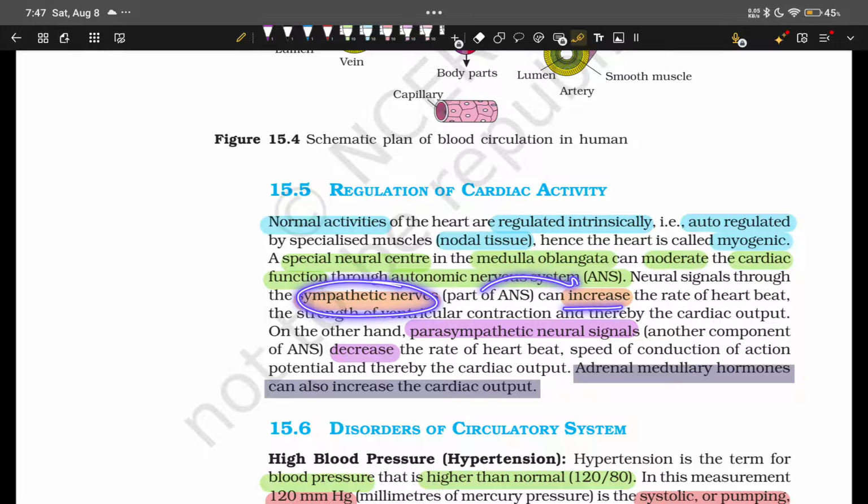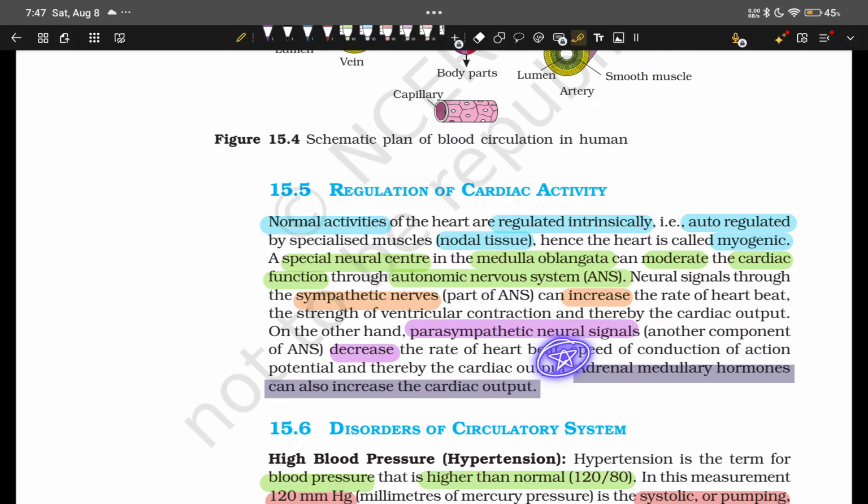Sympathetic increases the heart rate, heartbeat, contraction strength, and cardiac output. However, parasympathetic decreases the heart rate or brings it to the normal level. Not decrease in a sense that it decreases, but it brings it to the normal level, the heart rate, speed of conduction, action potential, and thereby cardiac output.